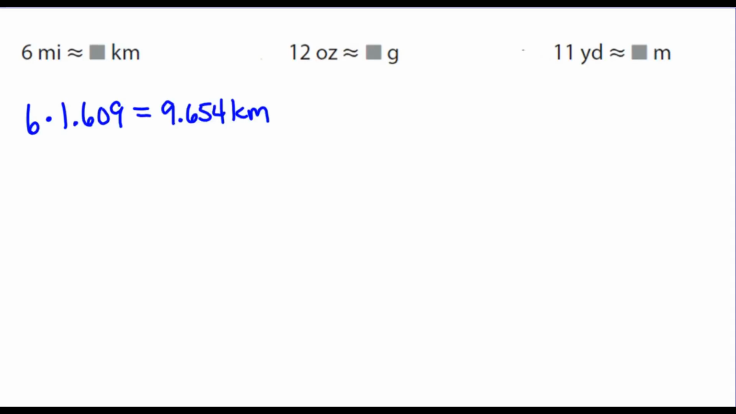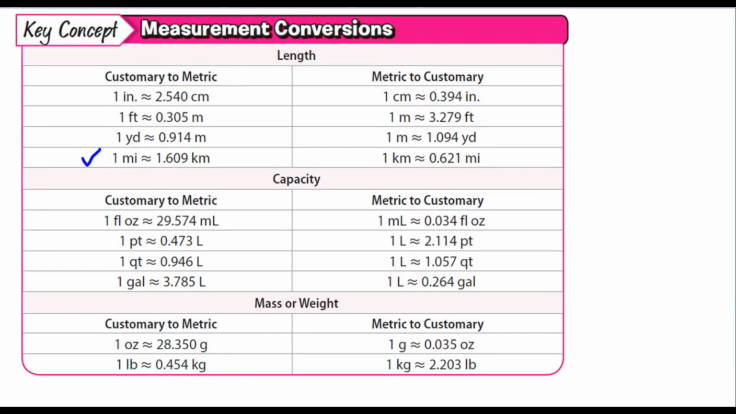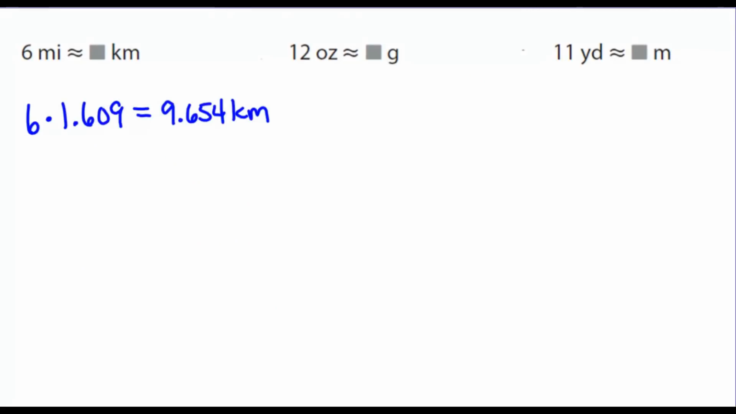Next one, I'm converting ounces to grams. So if I go back to my chart and look for the ounces to grams conversion, that's right here. 1 ounce is about 28.35 grams. So if I take 12 times 28.35, that will tell me how many grams are in 12 ounces, and that is 340.2 grams. So now we've converted ounces to grams. 12 ounces is about 340.2 grams.